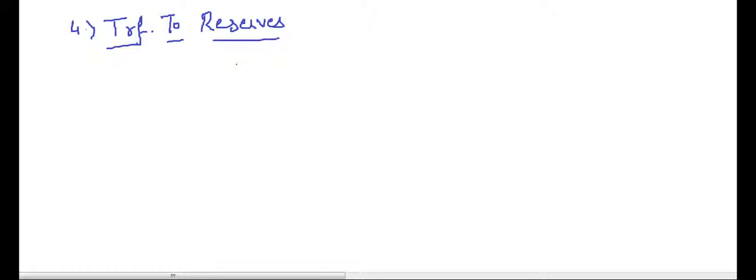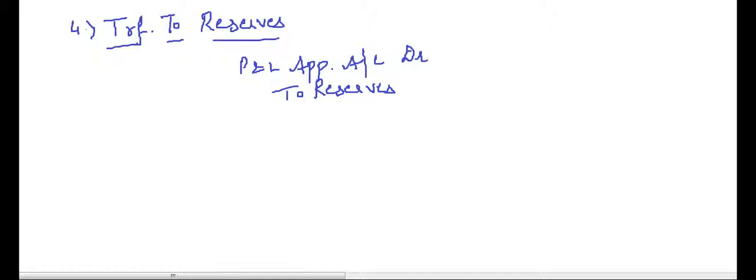So the entry will be directly profit and loss appropriation account debit to reserves, whatever the reserves are, because partners' capital is nowhere involved in the reserves, because we are neither paying to the partners nor getting from the partners. So what we will do is directly debit the P&L appropriation account and credit the reserves account.